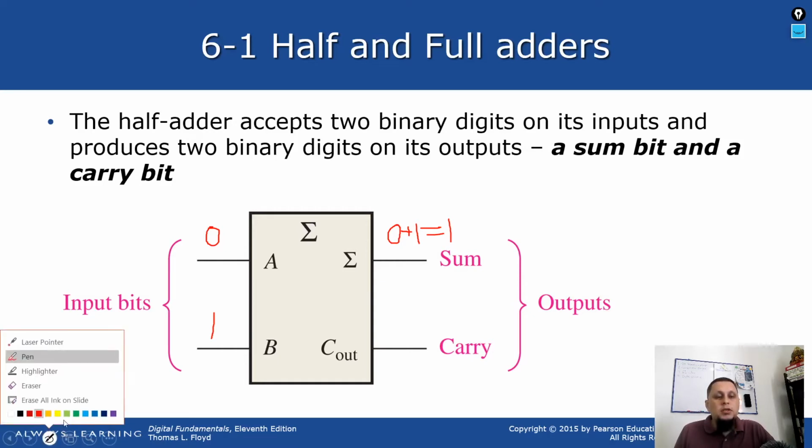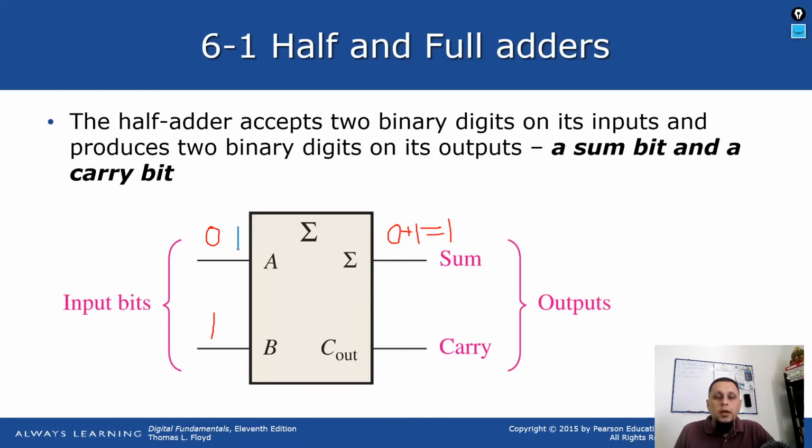Or for example, let's say the input A is 1 and B is 1. So 1 plus 1, if you remember from our first lecture, we said that 1 plus 1 is equal to 1, 0. Here what happened is that 0 is the sum and 1 is the carry. When you add two numbers, if the result exceeds the position of this number, then we have the carry bit. So this is the carry bit. In this case, the carry bit is equal to 1. So this is the output, 1, 0.